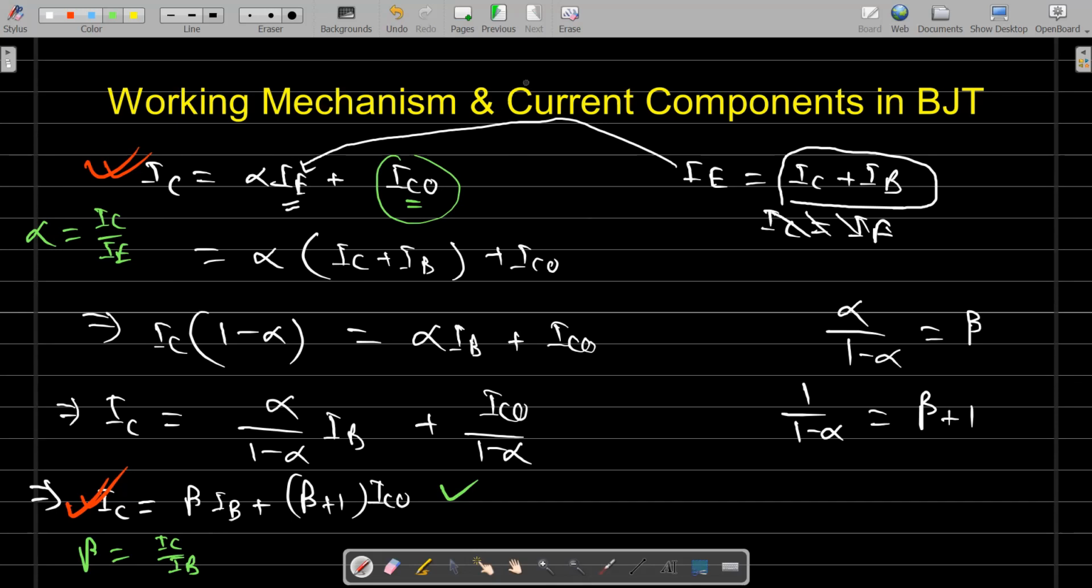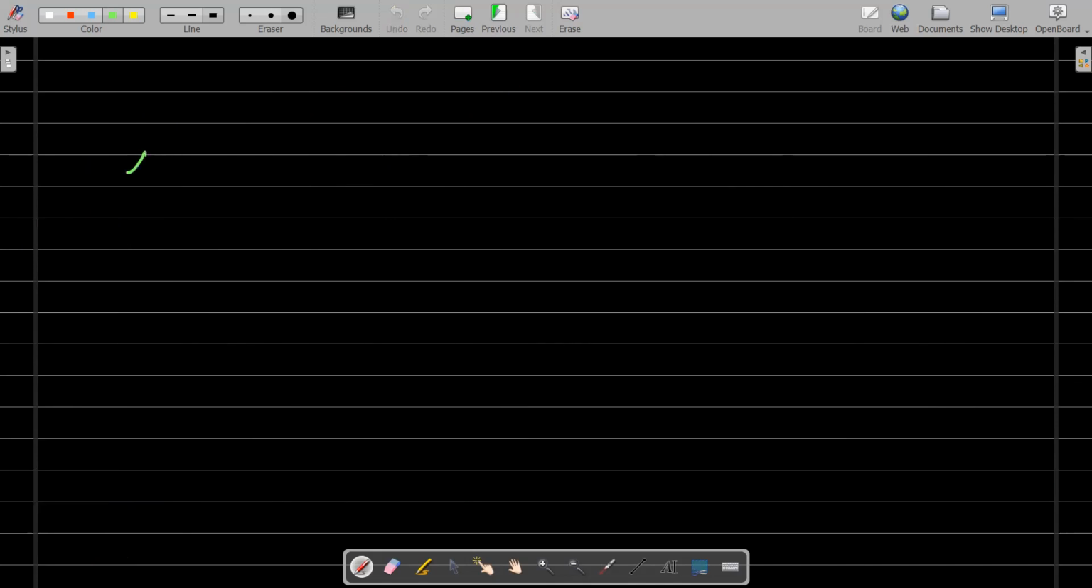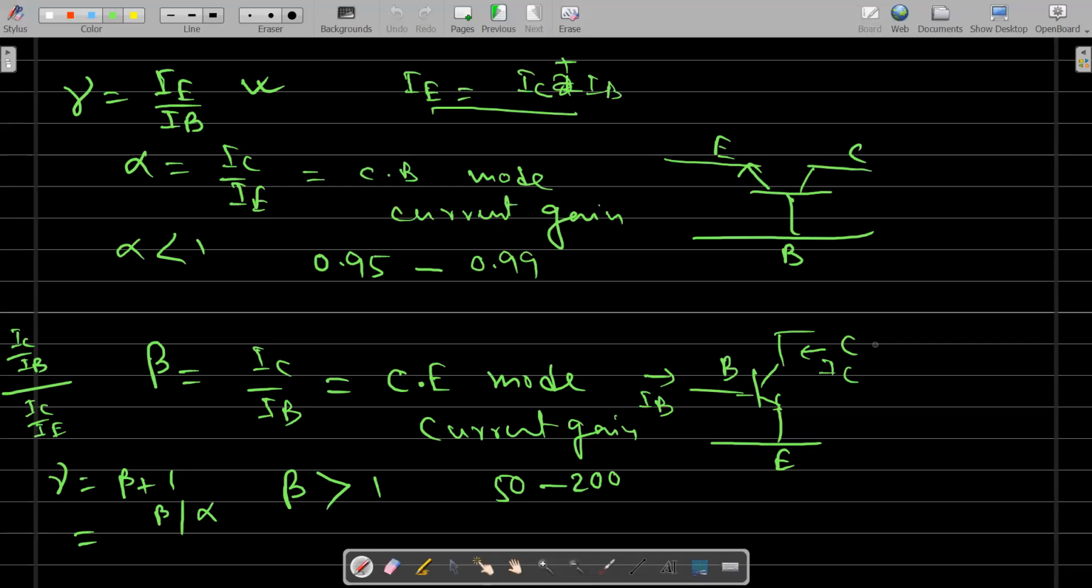Now let us see how we can define alpha and beta and what the typical values for alpha and beta are. So alpha equals IC by IE. Now, if we take a look at the common base mode, the base is common, emitter is the input, collector is the output. Now here, alpha equals IC by IE, and this is the common base mode of BJT.